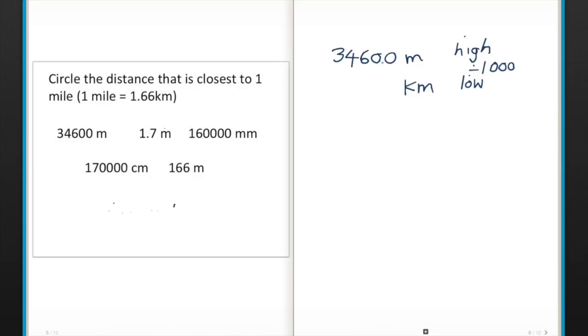So let's take our number here and divide it by 1,000. The decimal point is here. I'm going to move it this way one time for each 0 in 1,000. 1, 2, 3. That would give me 34.6. Let's try 1.7 metres.